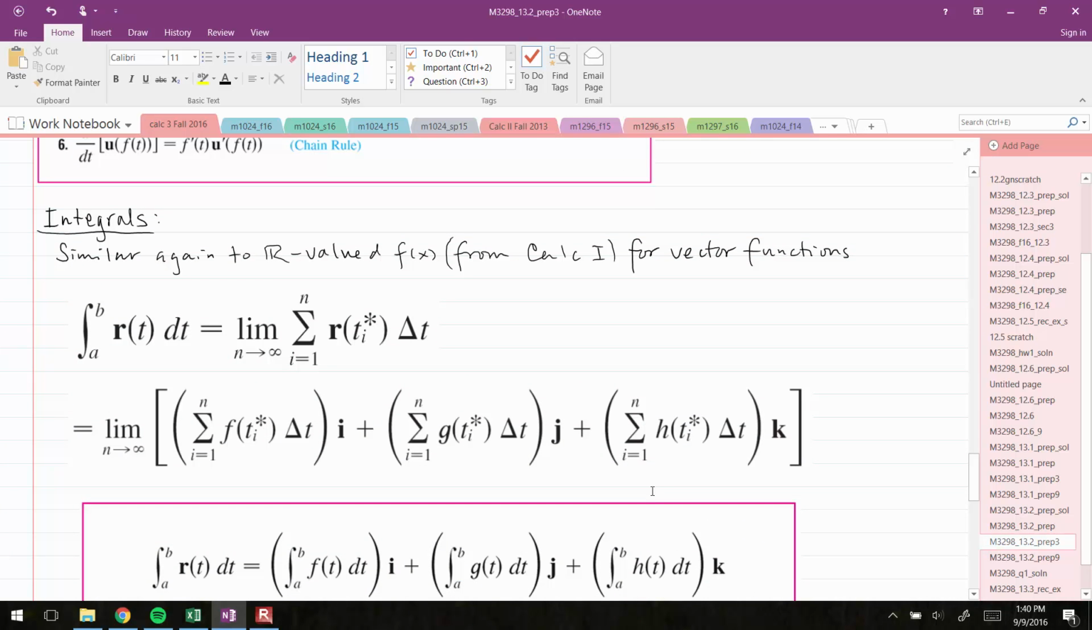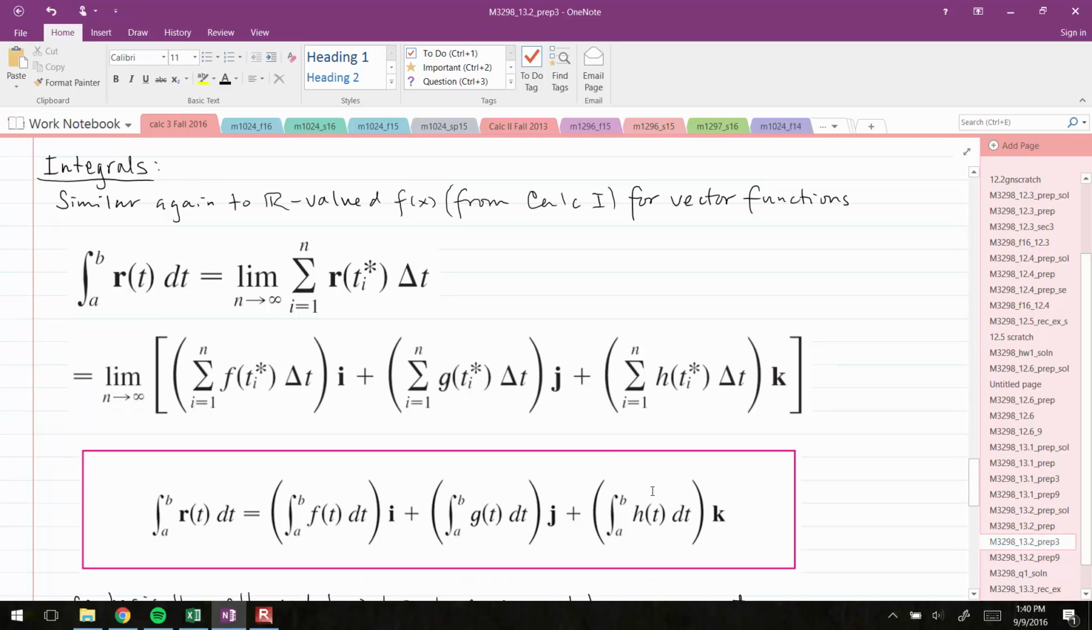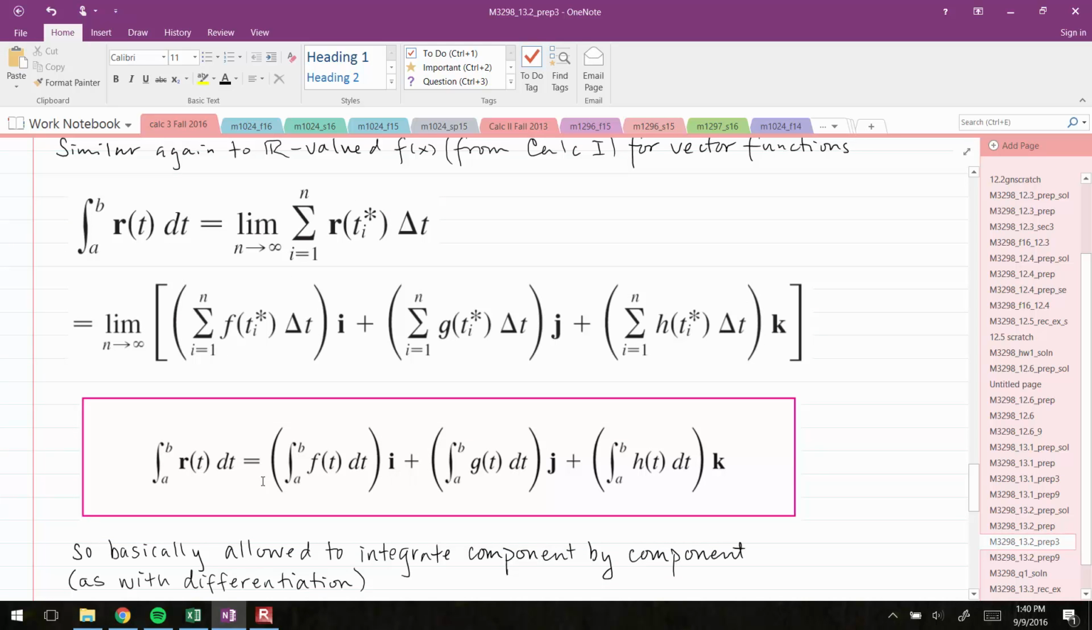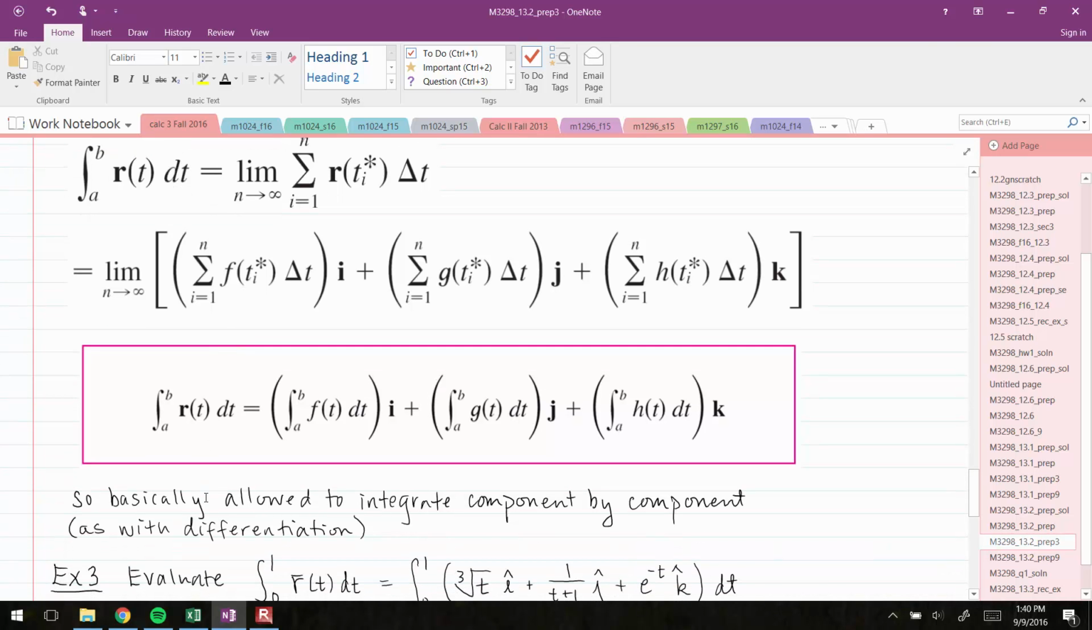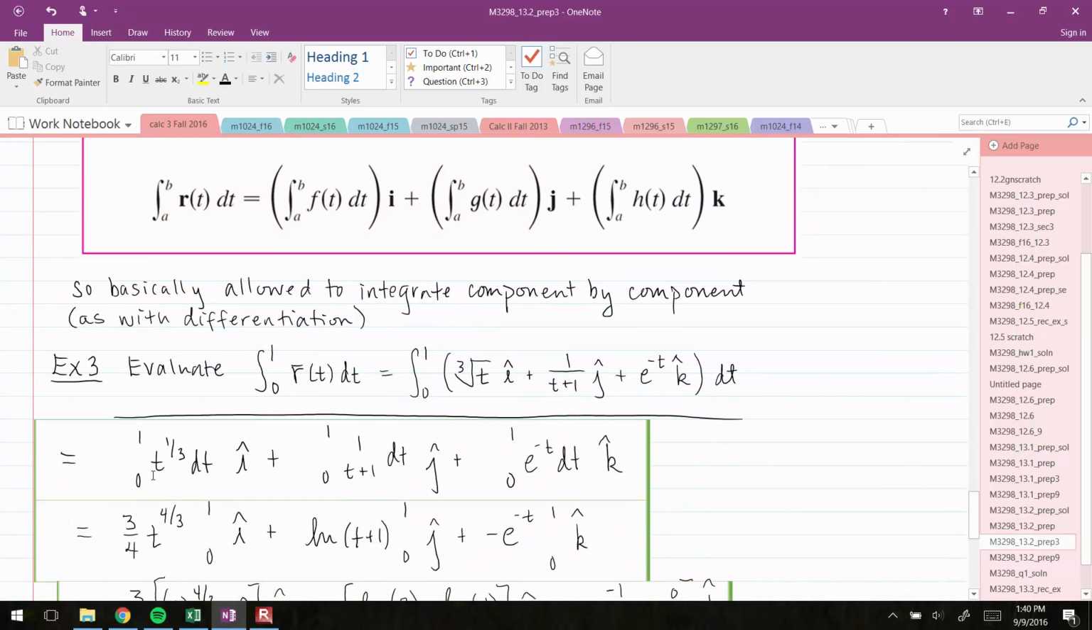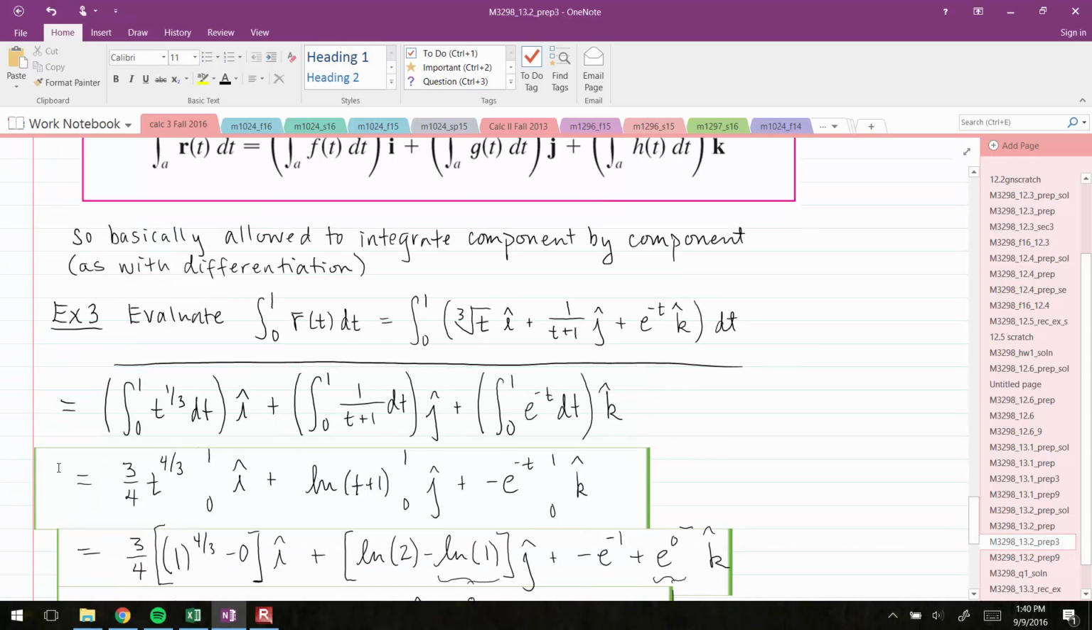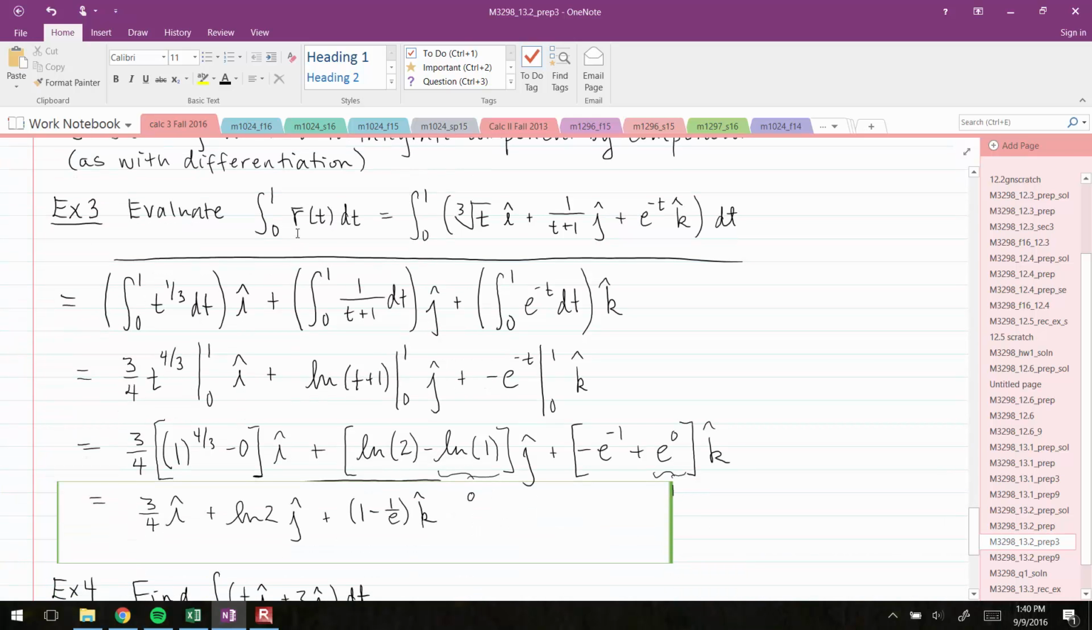Integrals. Integrals are just as easy as derivatives. What we get for our vector function is we just take the integral component by component if we want to find the integral overall of the vector function. So not actually doing an example, but revealing an example, I guess. When we evaluate a vector function's integral, just break it into each component. That's what I'm showing here.